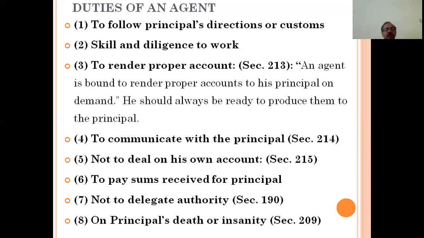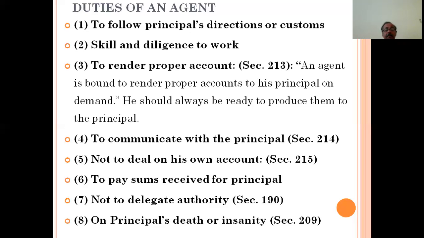The third duty is to render proper accounts as per section 213. An agent is bound to render proper accounts to his principal on demand. He should always be ready to produce them to the principal. So the books of accounts, the agent is required to prepare and provide the proper books of accounts to the principal on demand, and should always be ready to produce them to the principal.